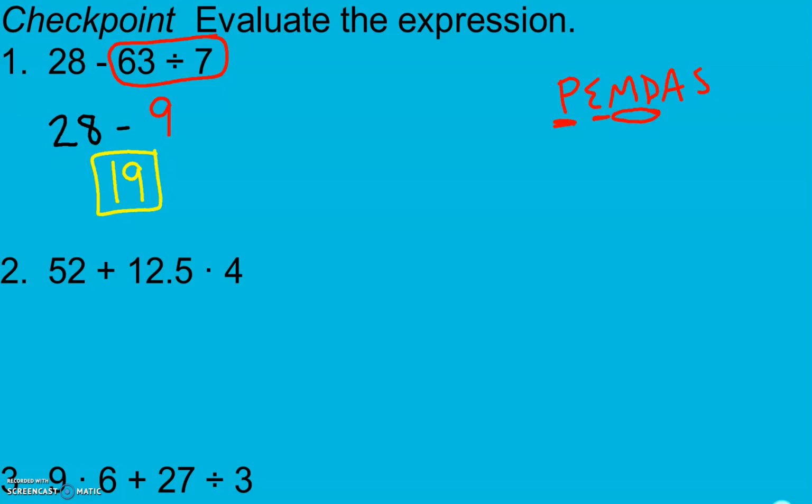Give 2 a try. According to PEMDAS here, we have no parentheses, we have no exponents, so we're going to do multiplication and division first. So when I multiply here, I get 50. And with everything else dropped down, 52 plus 50. Now all I have left is that adding, so I'm going to go ahead and do that, and we get 102.